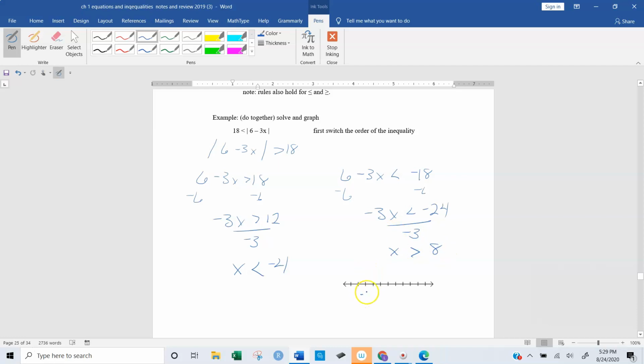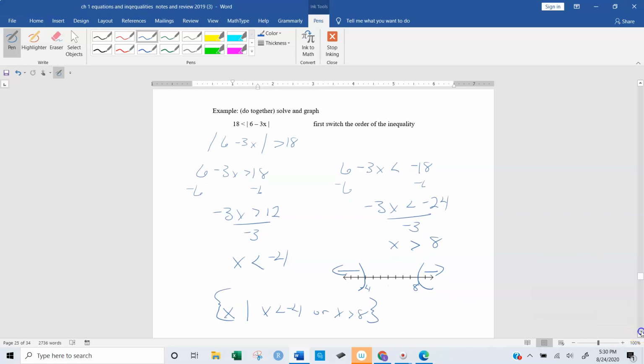Well, if we put a negative 4 here and less than, so that's not inclusive because there's no equal to, then we have an 8 on our graph, not inclusive. See how that's an OR graph? It goes out. Okay, to write this in set builder, you can just do this, x such that x is less than negative 4 or x is greater than 8. Don't forget your braces. Nicely done.